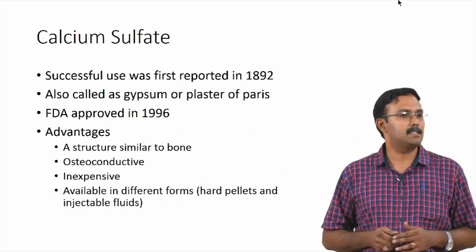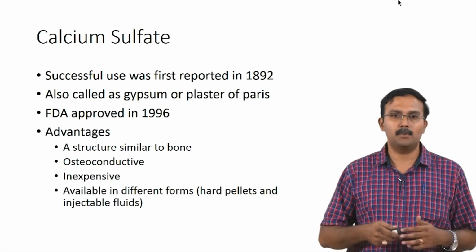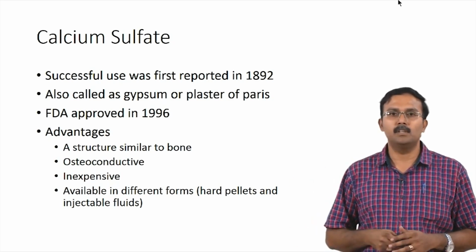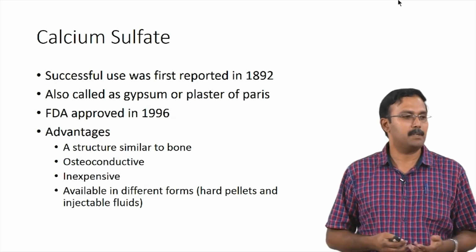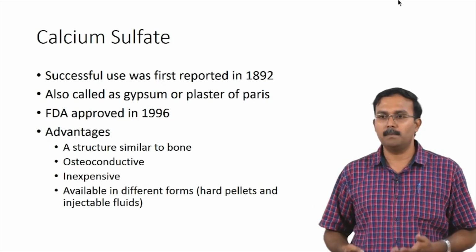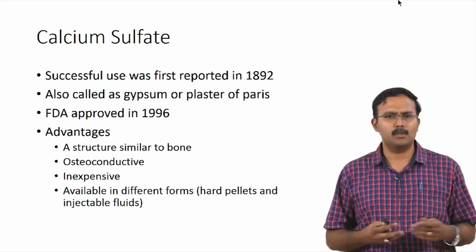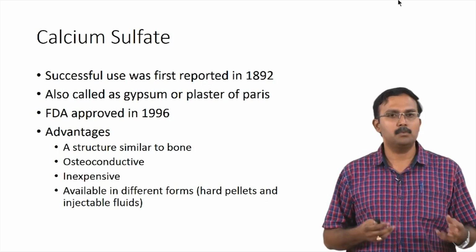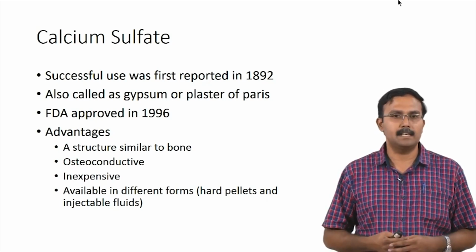Calcium sulfate is one of the most well studied and one of the earlier materials that was used. So, the first successful use of calcium sulfate was reported in 1892. So, it has been more than a century where people have been trying to use this. So, it is also called gypsum or plaster of Paris. So, this was approved by FDA in 1996.